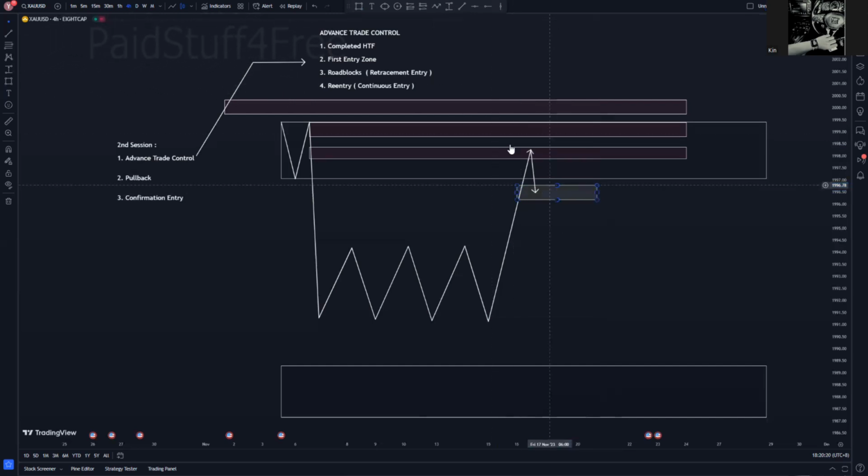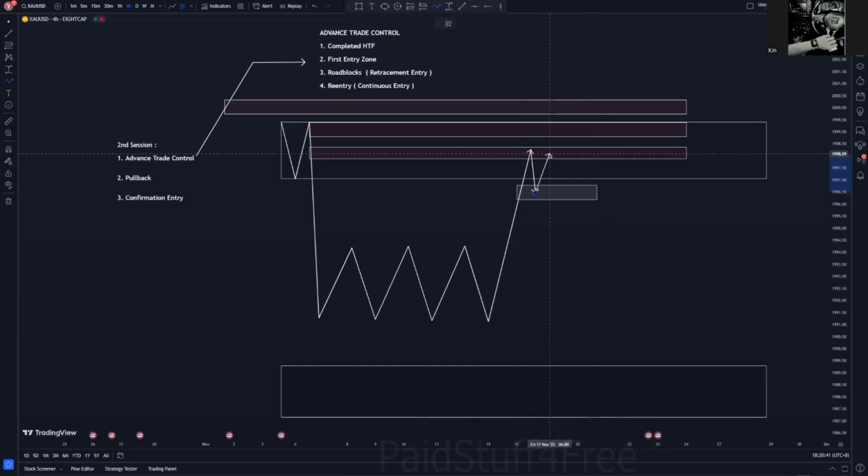So like I said, if there is no trade control, what will happen? The price still has a big possibility to go up, right? So when the price gets into the roadblock, and inside of this roadblock there is a confirmation entry, what will happen? Yes, the price is going to respect the zone and then go up like this.